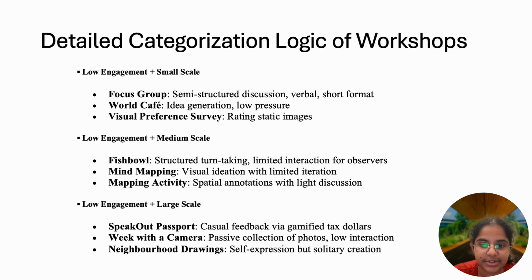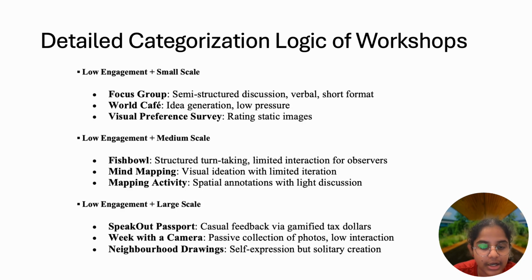Regarding the detailed categorization logic of workshops, for example, if we input low engagement plus small scale, the three workshops recommended are focus group, World Cafe, and visual preference survey. Focus group is a semi-structured discussion, verbal and short format. World Cafe is idea generation and it's low pressure. Visual preference survey is rating static images.